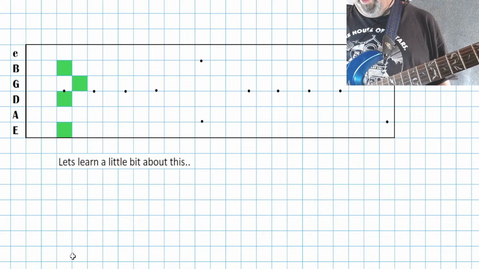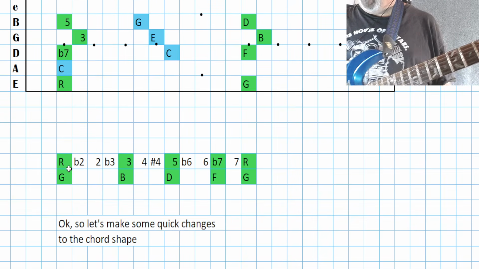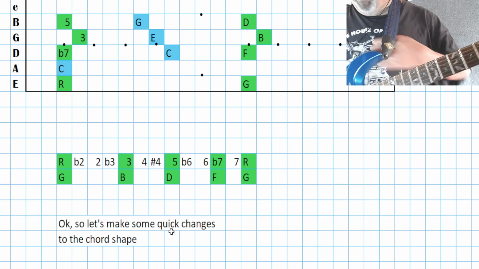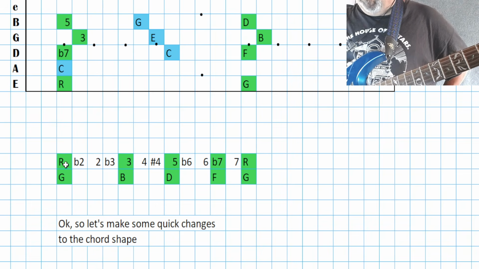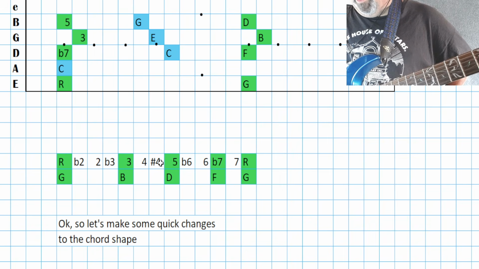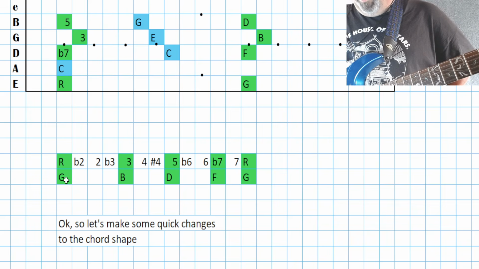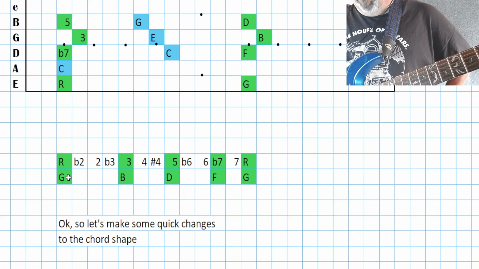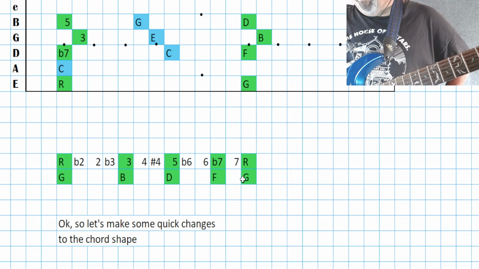Way back here, by the way, down here, just something to look at here: the intervals, and that's what I'm showing here as well. So, root, 3rd, 5th, flat 7th, root. That's what I was talking about a little earlier. And then you can see the intervals in between that are not part of the chord, and then where the note names come from. So our root here today is G. So then our 3rd is going to be B, 5th D, 7th is F, and back to the G.